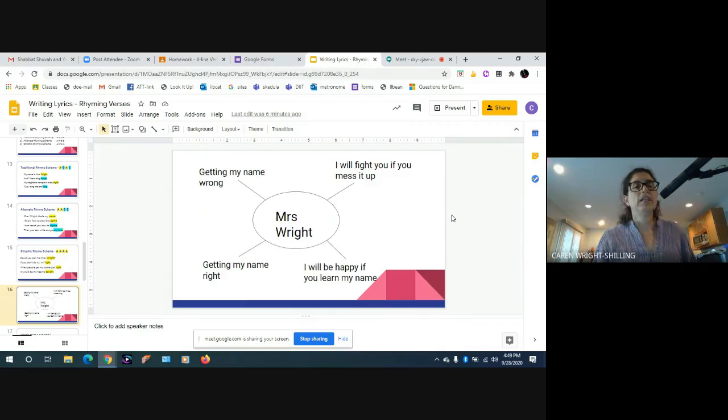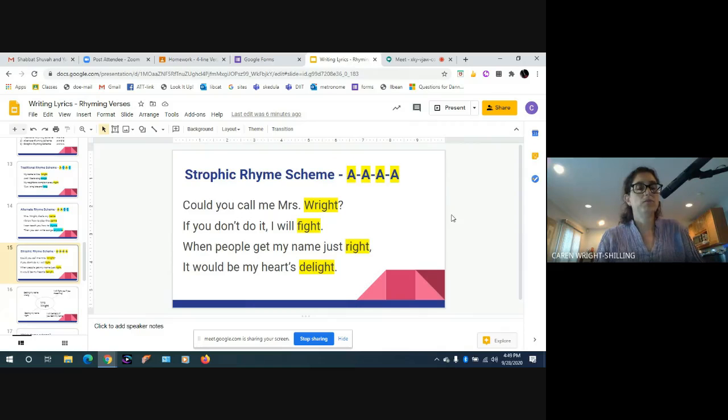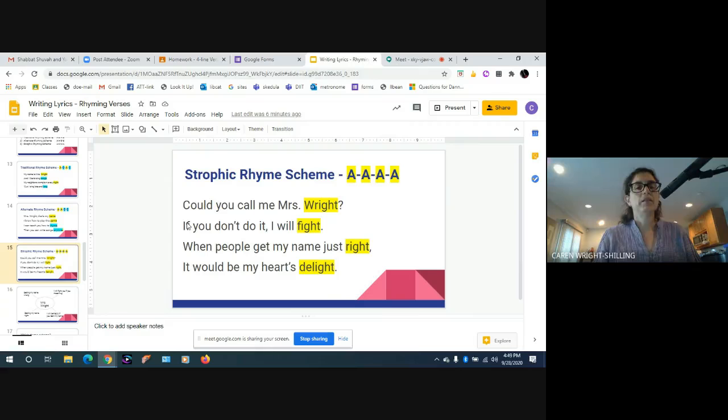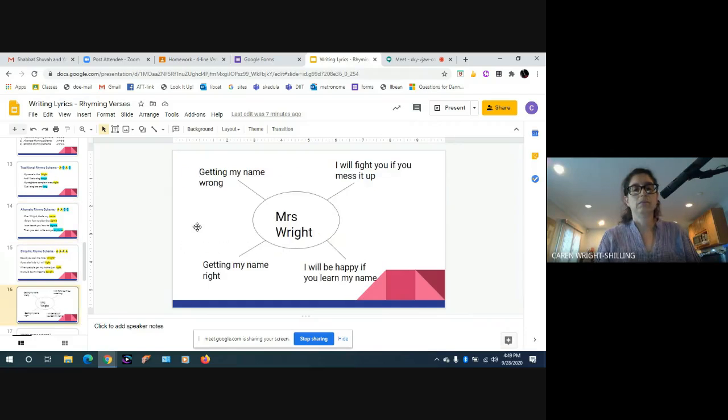Okay, and here's my map, so you can see. Here's my poem. Could you call me Mrs. Wright? I started with a question. If you don't do it, I will fight. So here, getting my name wrong, I will fight if you mess it up. This is right. And then, when people get my name just right, it would be my heart's delight. I would be happy if you learned my name.